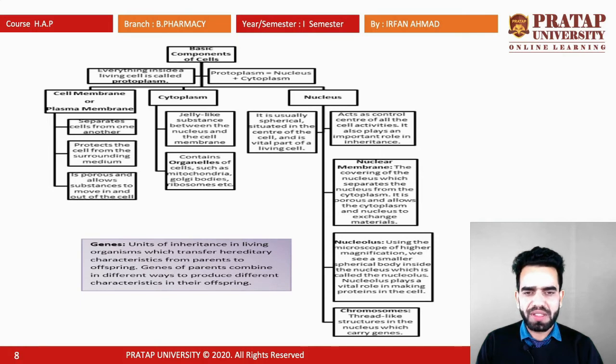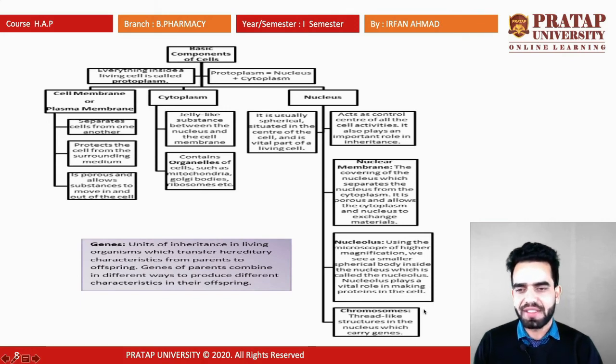It is also porous, allowing some substances from the cytoplasm to move into the nucleus and some substances from the nucleus to move into the cytoplasm. Then there is the nucleolus. If you use a microscope of high magnification, you can see this nucleolus. It plays an important role in making proteins of the cell. Then there are chromosomes, which are thread-like structures in the nucleus which carry genes.